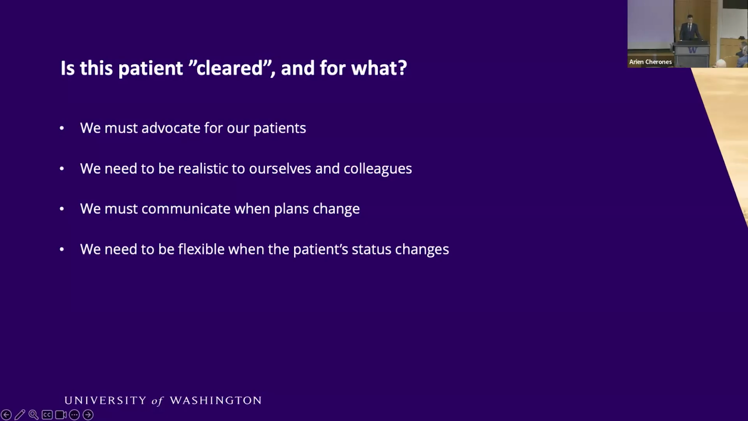We must communicate when plans change. If we start losing more blood or the case is taking longer than we expected, then we need to communicate that with anesthesia and the front desk and let everyone know so they can respond appropriately to the patient's needs. And then we need to be flexible when the patient's status changes. If they become more unstable, we need to be ready to shift to more temporizing measures. And if they're more stable than we expected, we need to be ready to get as much done as possible for the patient in a realistic time frame within our system's constraints.